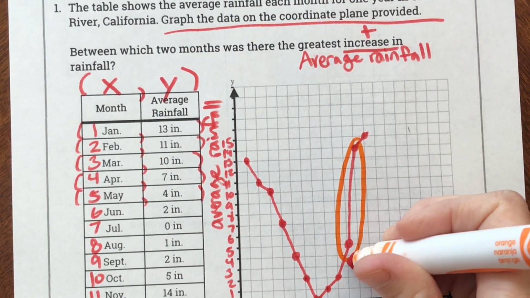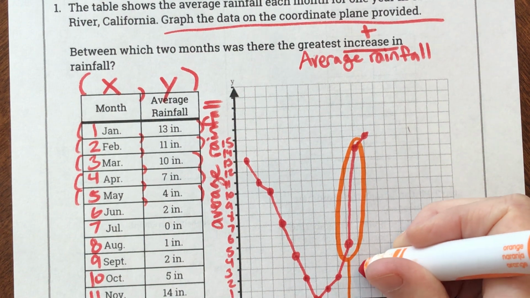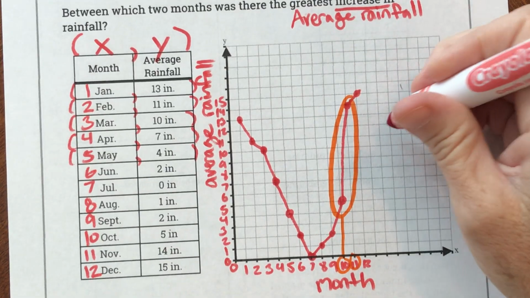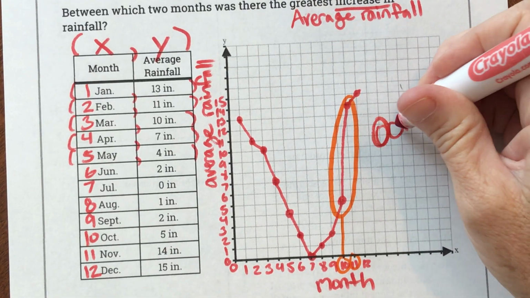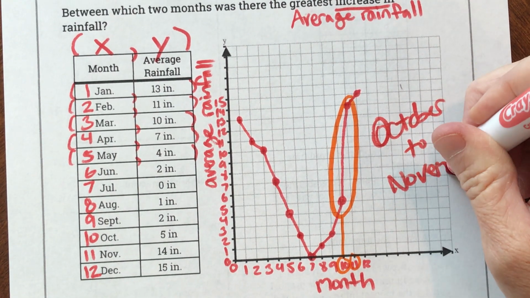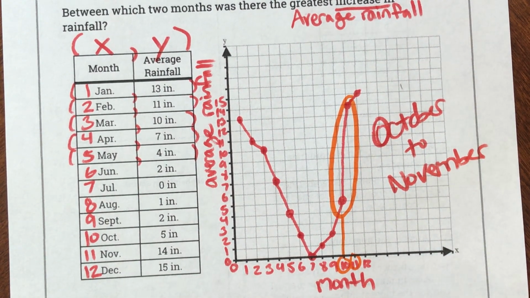So what month was that? That was between month 10 and month 11. So I could say my answer could be October to November. And that is how I would attack that one.